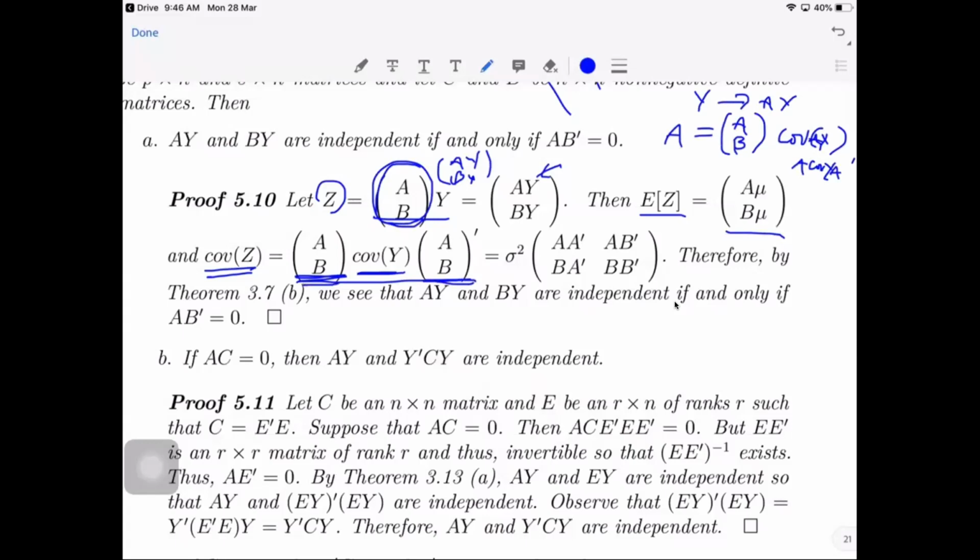So we see that these two are independent if and only if this is 0, or AB prime is 0. So if that is 0, then we can say that AY and BY are independent.